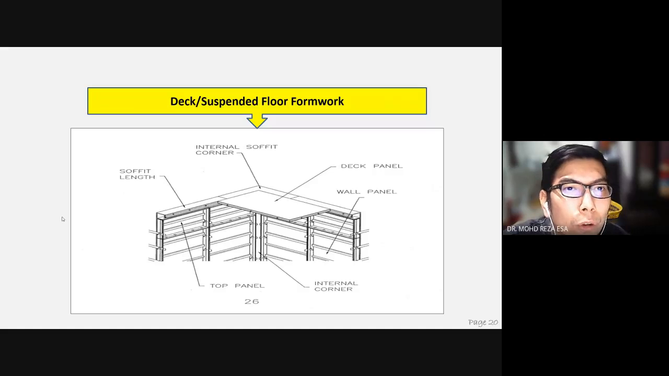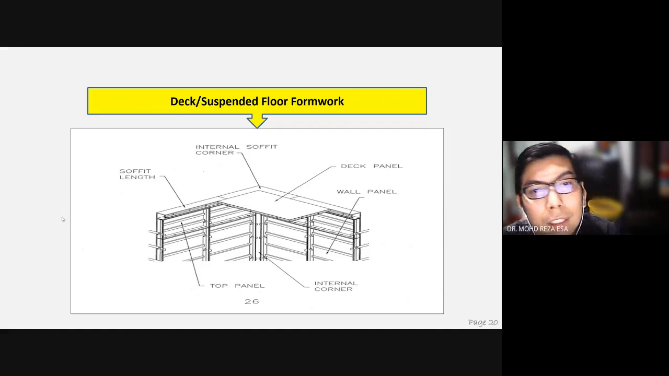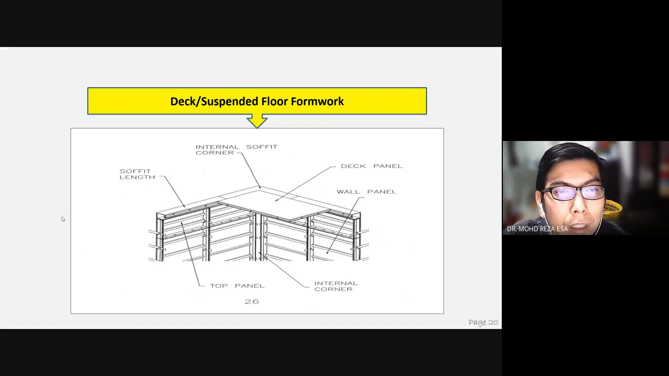Yang ini untuk floor slab, floor formwork. Ada juga kita boleh pakai formwork system untuk flooring, tapi kurang lah penggunaan dekat Malaysia ni. As I mentioned earlier, in Malaysia we use this reusable formwork system more on wall component, wall construction lah kebiasaannya.